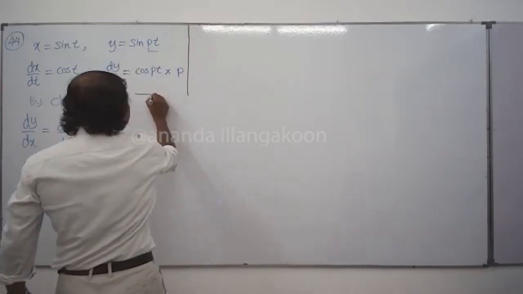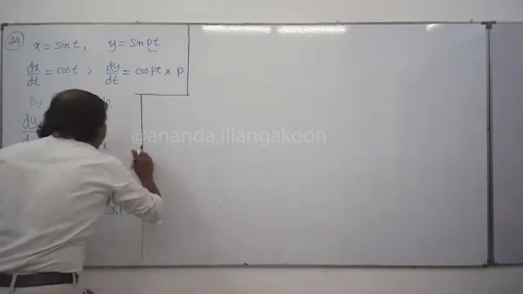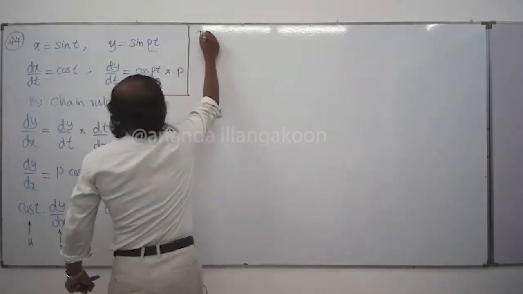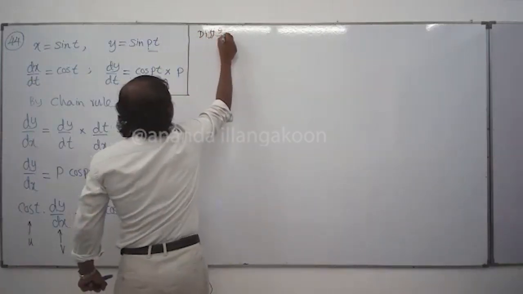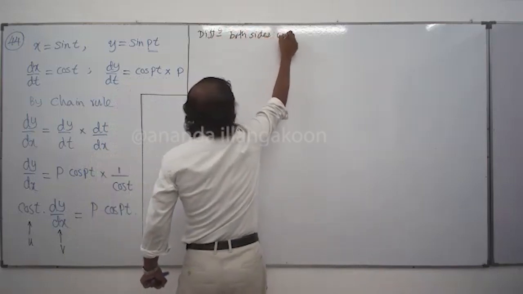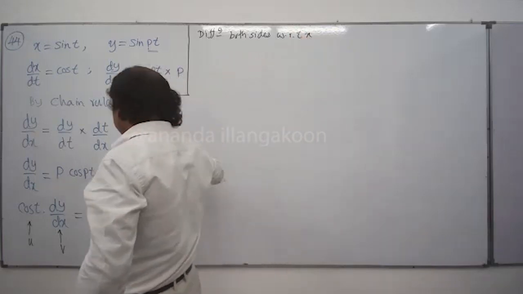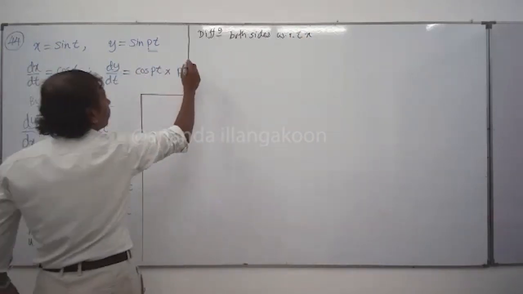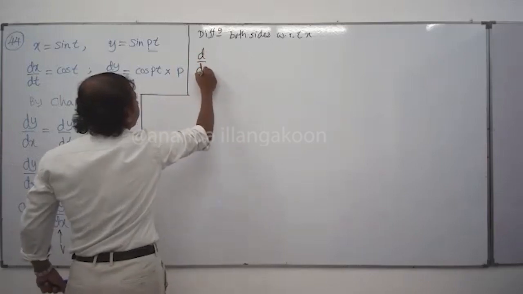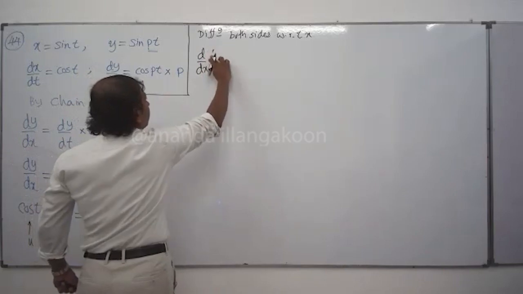Write down, differentiating both sides with respect to x. Then what do you get? d over dx. This is what we have to apply. Okay, d over dx.